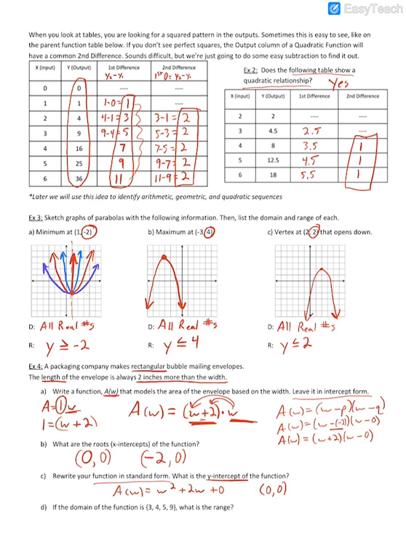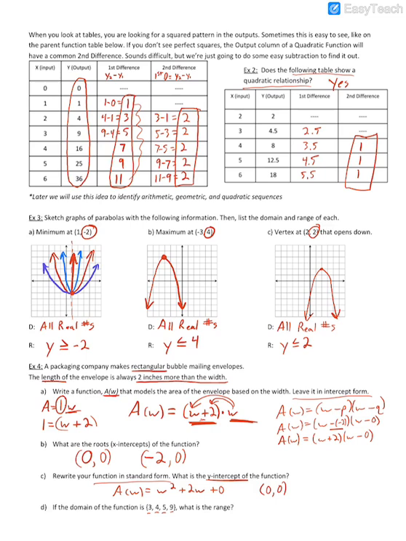If the domain of the function is 3, 4, 5, and 9, okay, the domain is the x values usually, but in this case the domain would be your w values. So it's saying if I have a width of 3, a width of 4, 5, and 9, what is the range? So if we're talking about these envelopes, that means that they only make envelopes that are 3 inches wide, 4 inches wide, 5 inches wide, and 9 inches wide. So then the question becomes, what are the lengths of envelopes that they do?